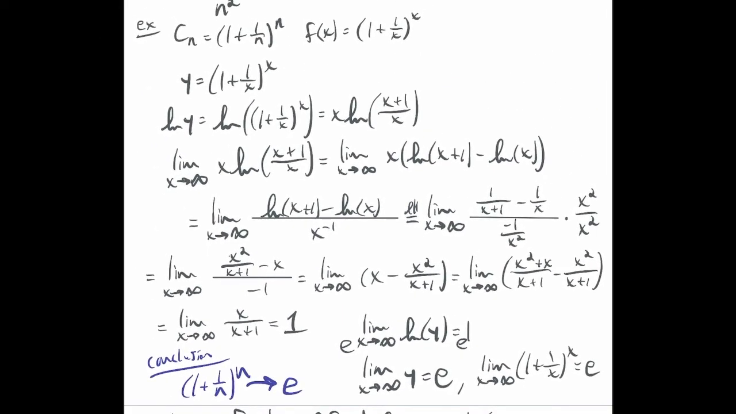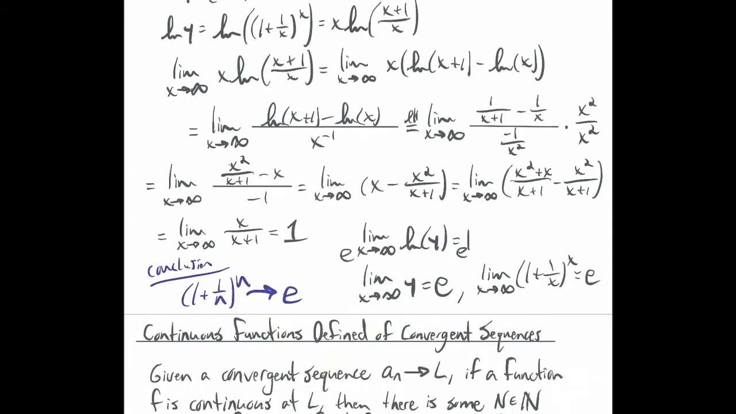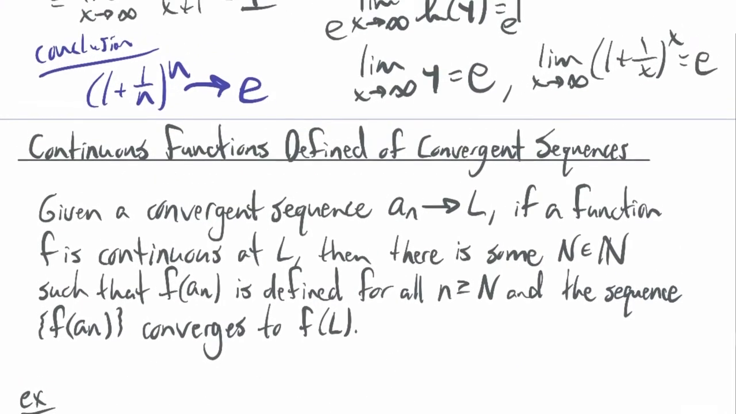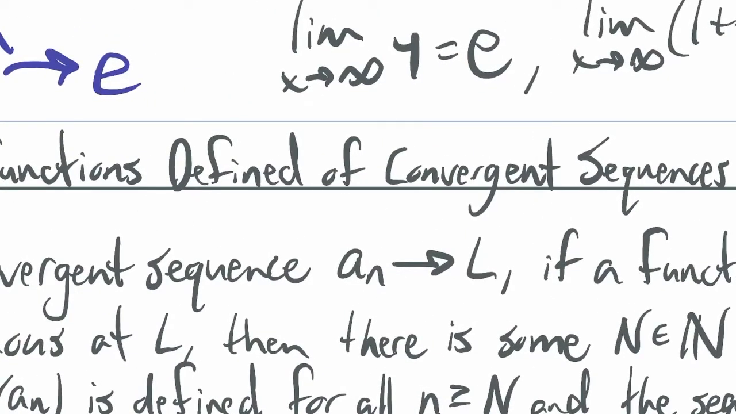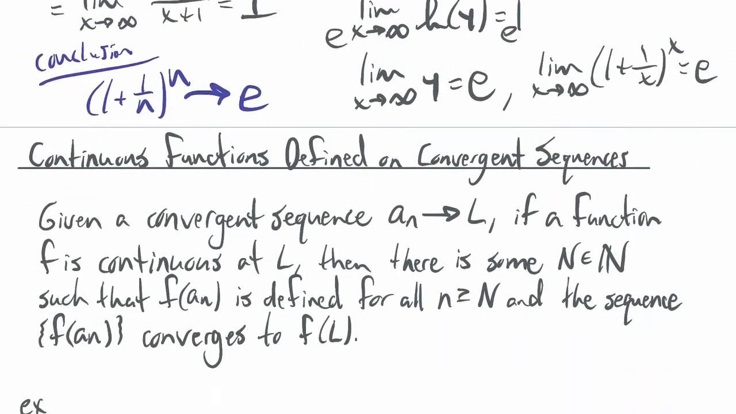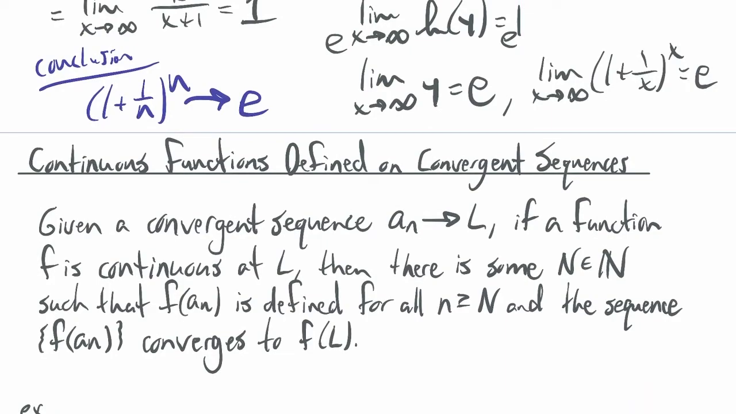So sometimes a sequence can have a fairly complicated resolution when you want to find the limit. It just depends. Okay, so this is essentially what we just used: continuous functions. In some sense, we've already used this for the prior example. Given a convergent sequence a sub n goes to L, if a function f is continuous at L, then there's some big N in the natural numbers such that f of a sub n is defined for all little n greater than or equal to big N, and the sequence f of a sub n converges to f of L.